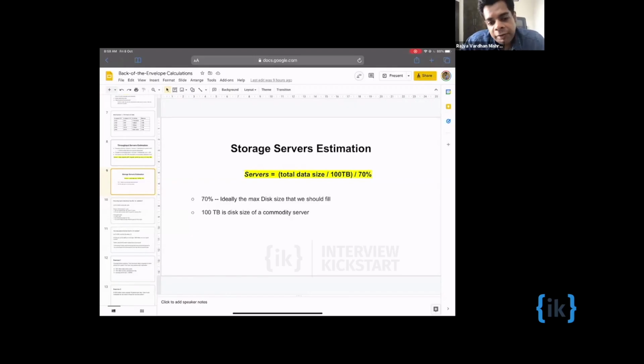And we divide it by 70% then. Why 70%? Because 70% is ideally the maximum disk size that we should fill. Once we go above 70%, like 80% or 90%, so if we have filled a disk to that capacity, then the reads and writes start slowing down, because the seek times start increasing.